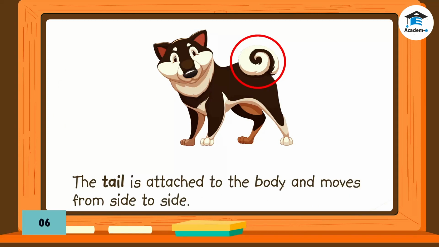The tail is attached to the body and moves from side to side. Dogs live on land.